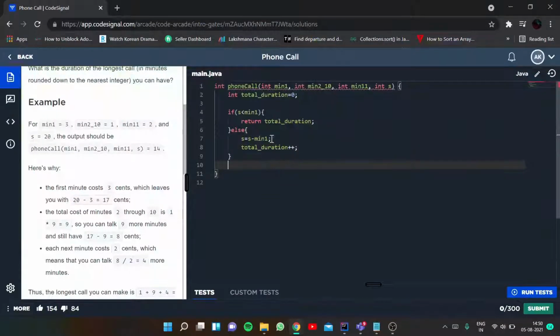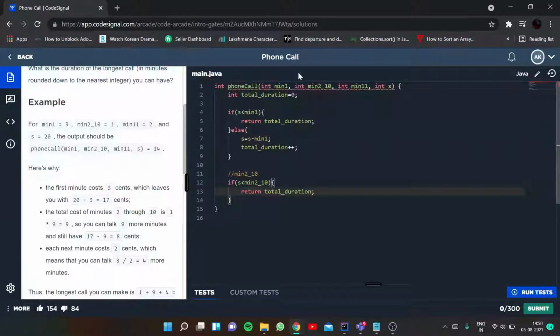I will tell why I haven't returned that thing. Here we are going for the 2nd to 10th minute. Likewise, if s is less than the cost for minute 2 to 10, then we have to return the total duration. Here the total duration will be 1, because we have already passed the first minute. So this is returned here.